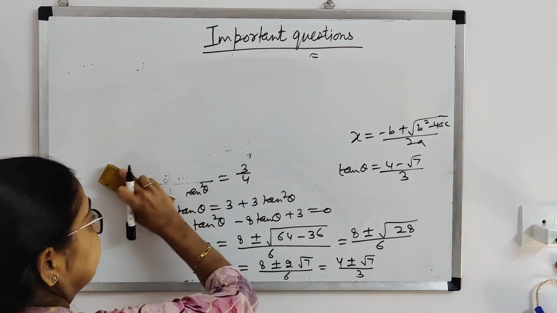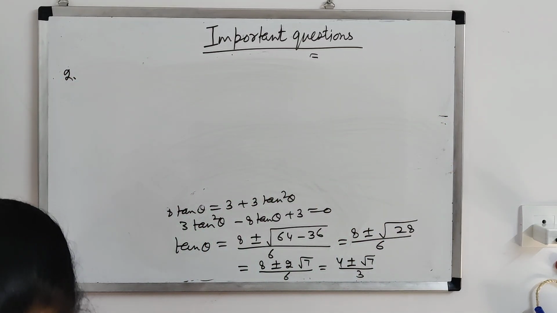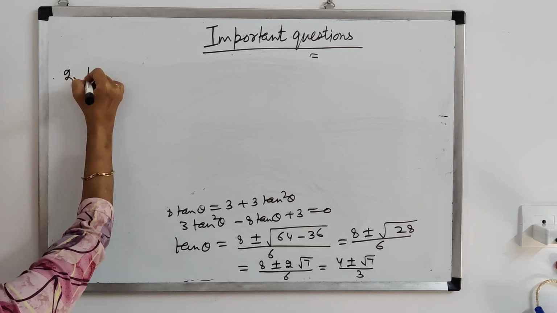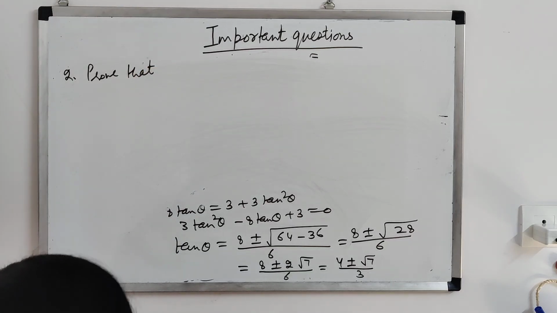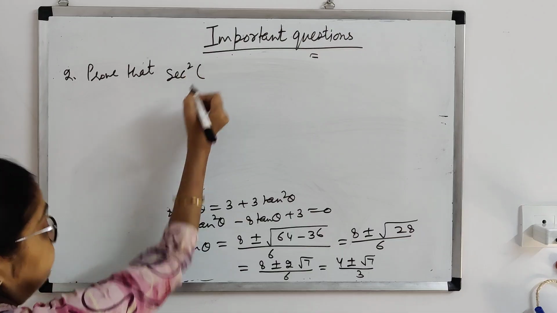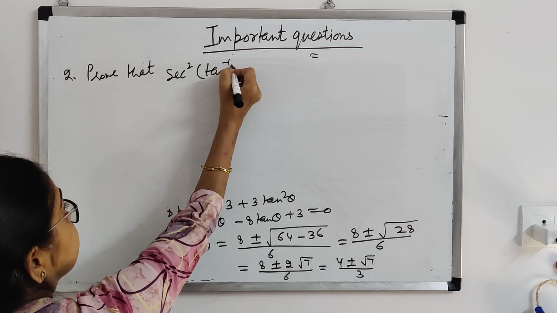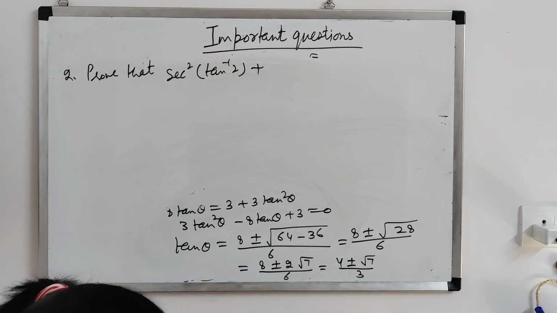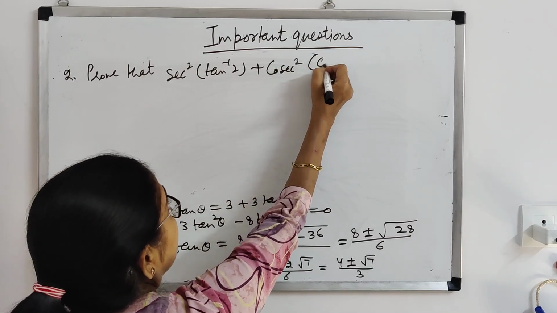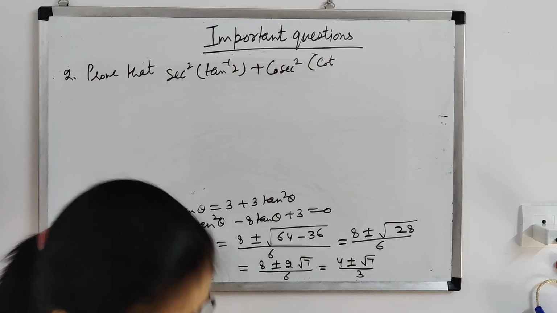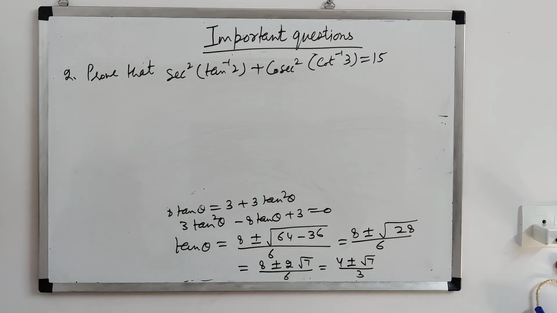The next question has been asked many times in board exams. So the next important question is, prove that sec square tan inverse 2 plus cosec square cot inverse 3 is equal to 15. This can be asked as prove that, or it can be asked as evaluate also.